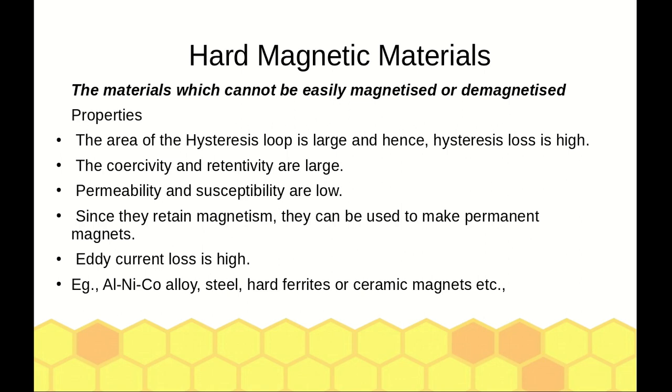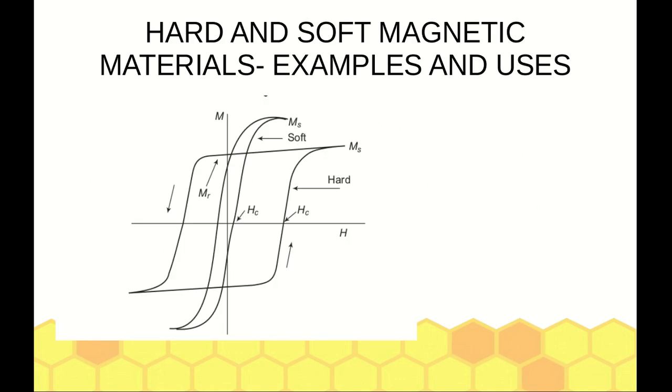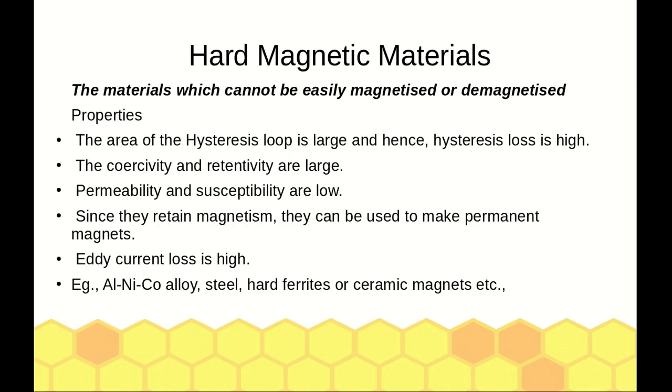The coercivity and retentivity of the hard magnetic material are large. See, this is coercivity, this is retentivity, and this is coercivity. Retentivity is almost equal to the saturation magnetization. So once this type of material is magnetized, we have to supply a large reverse magnetic field to demagnetize it. Because of this, this type of material is used to make permanent magnets.